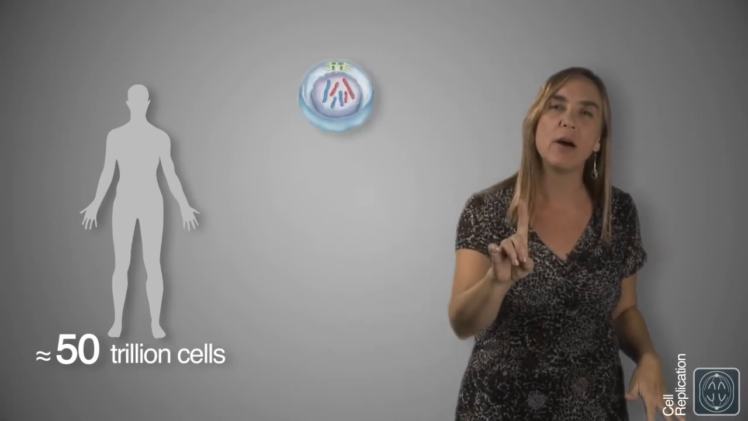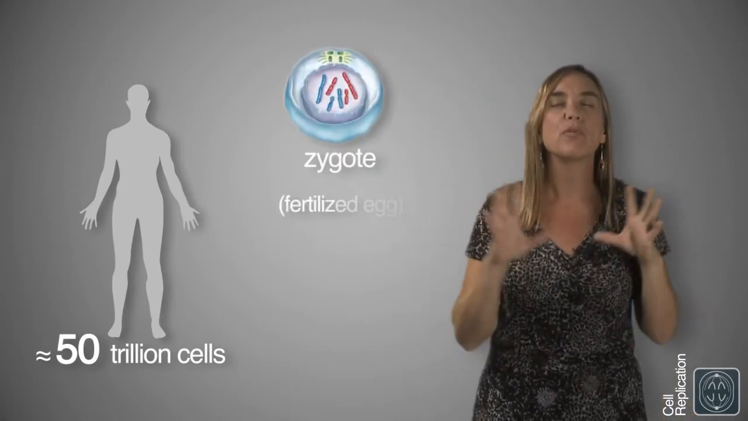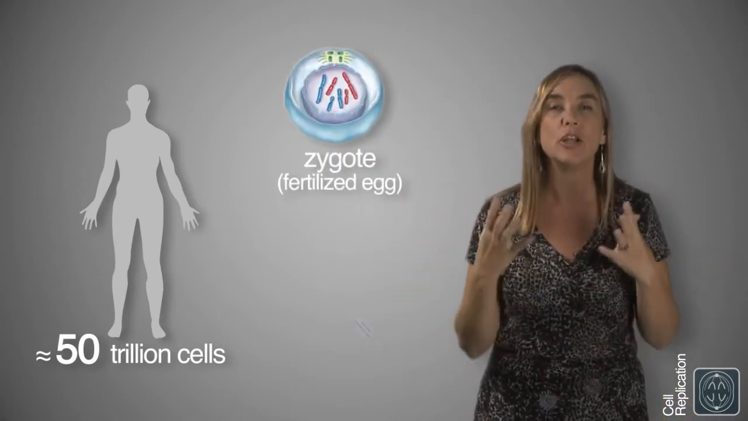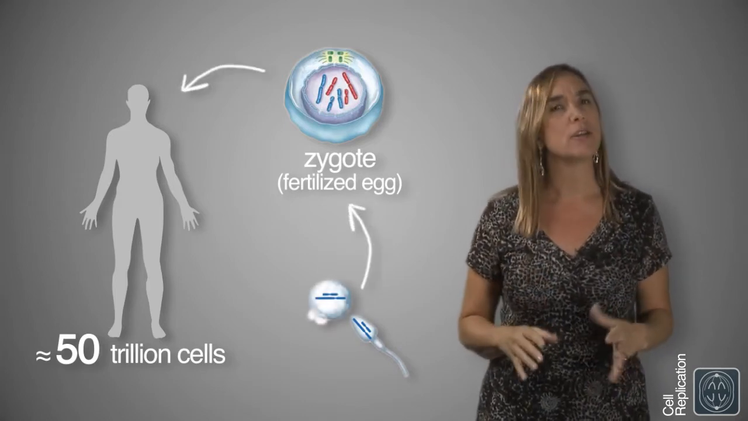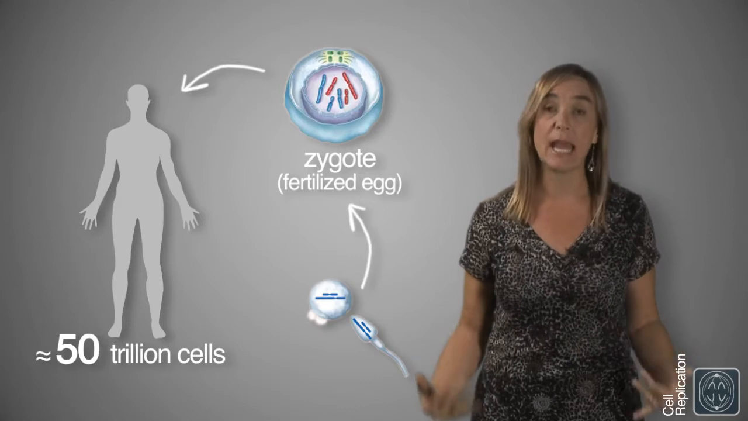How is this possible? How can one cell, the zygote, the product of fertilization, union of sperm and egg, ultimately give rise to the 50 trillion cells in the adult? By the process of mitosis, or cell division.